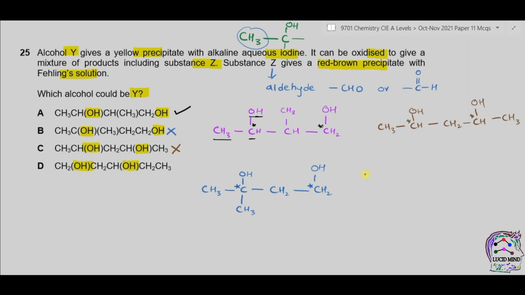In part D, we have CH2, OH, then CH2, CH, again OH, CH2 and CH3. Now this is a primary alcohol, it will be oxidized to an aldehyde, which is substance Z. And with this carbon atom we can see that a CH3 group is not present, instead we have an ethyl functional group. So therefore it will not give a yellow precipitate with alkaline aqueous iodine. Correct option is therefore A.